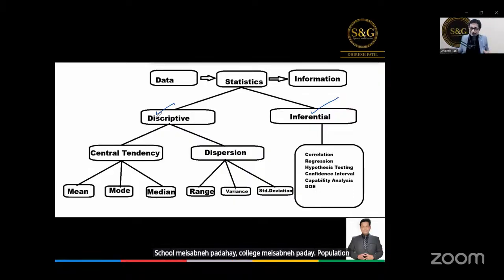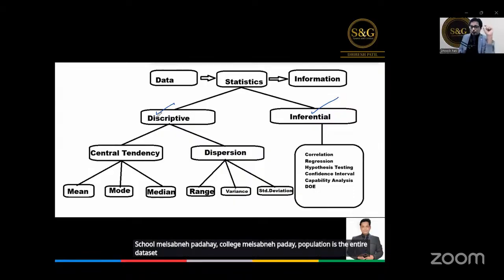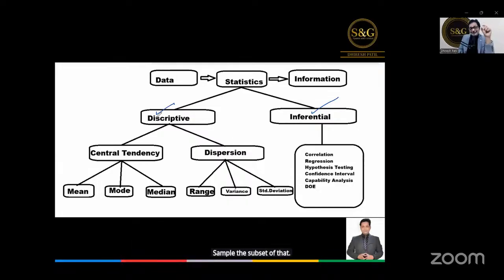Population is the entire data set. Sample is a subset of that. Clear? Right? The same is applicable here as well. Descriptive is about the sample. And inferential is about the population. I'll give you examples so that you can understand it.